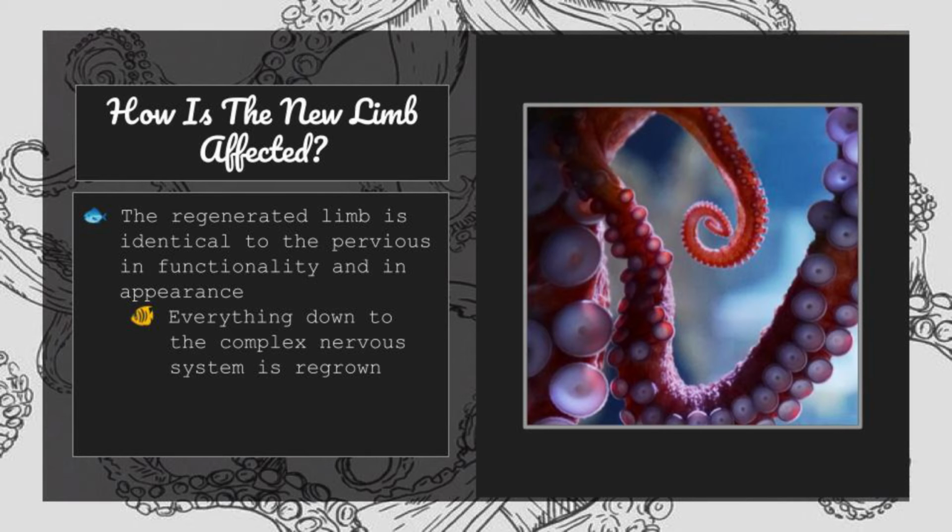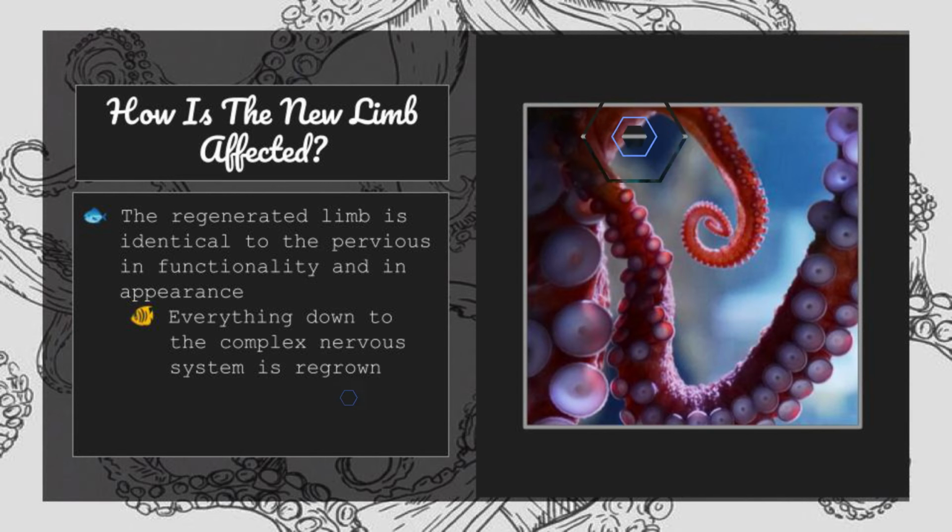In most cases, they are fully able to regenerate every aspect of the previous limb, including the ganglia, or the complex nervous system that is housed in each one of the octopod's 8 tentacles, and over 40 million neurons, without any difference in appearance or functionality.